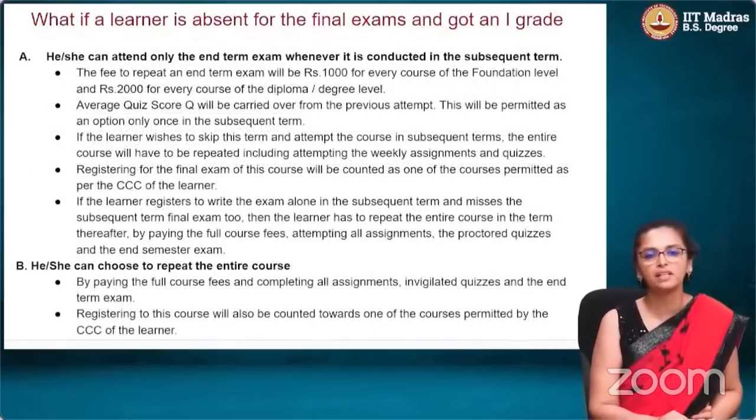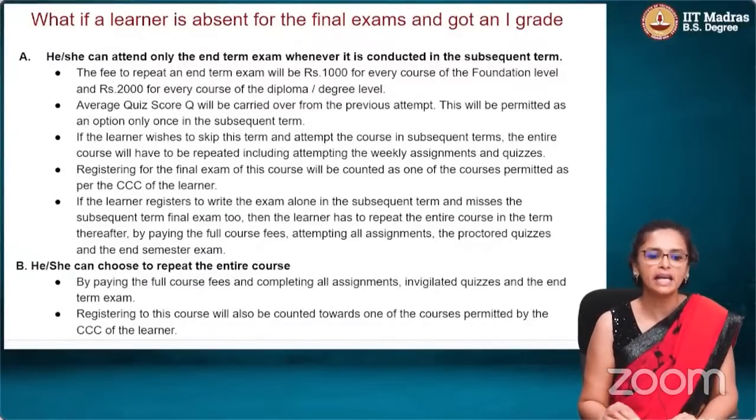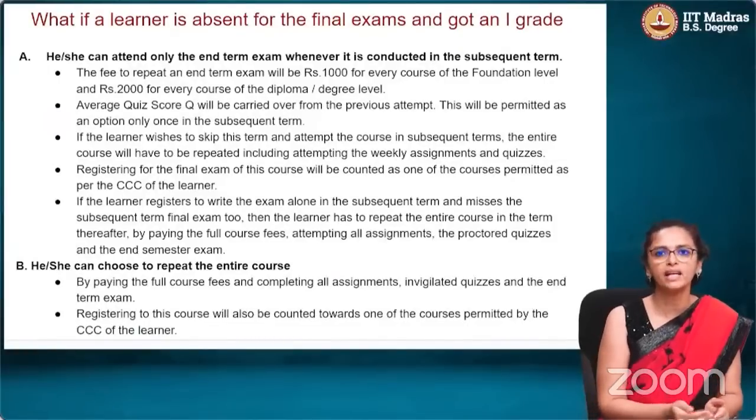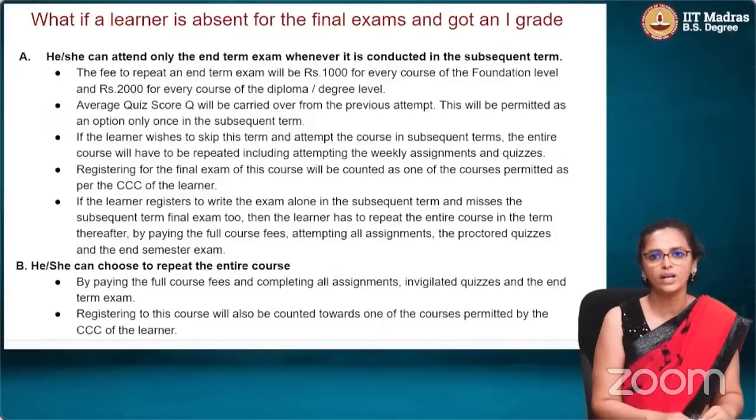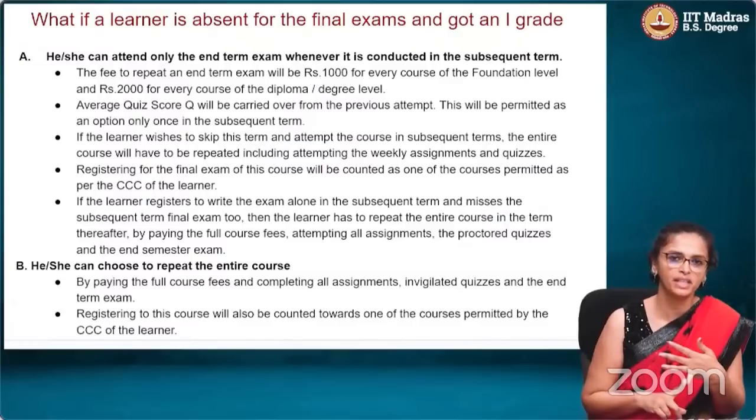Okay, what if a learner is absent for the final exams and got an I grade, which is an incomplete grade? Okay, so there are two options here. One option is you have already finished the weekly assignments. You might have finished the quizzes also, because of which you got hall ticket to the final exam, but for whatever reason you did not attempt the final exam.